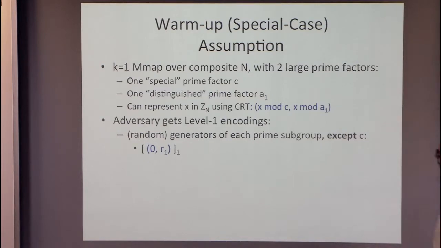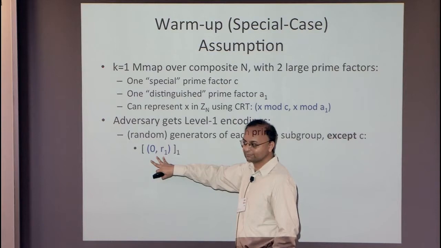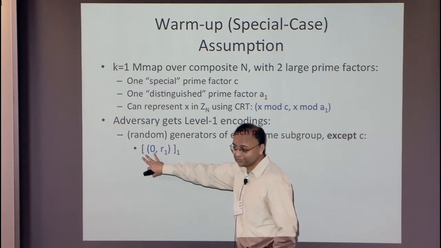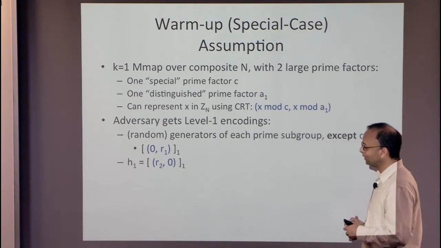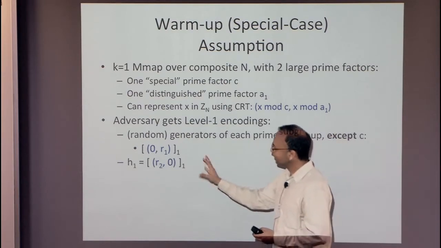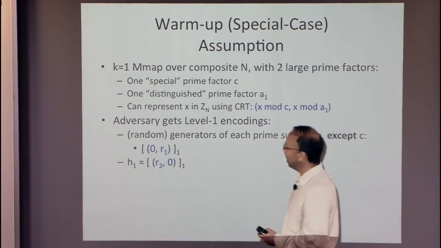So in other words, I give him the encoding of something that looks like 0, R1. Okay? Remember, this is a multilinear encoding, right? So I'm not actually giving him the number that is 0, R1, I'm giving him an encoding of it, which should intuitively hide the fact that it has this form. Okay? Furthermore, I also give him another element, which I'm going to call H1, which for right now just looks like the opposite. It's 0 in the A1 component, but it has something in the C component.